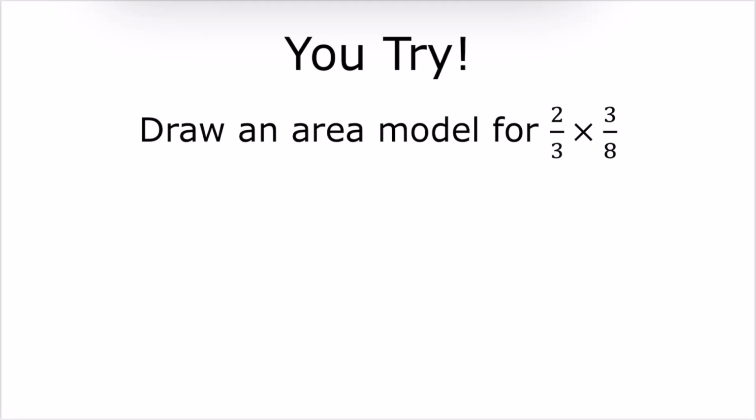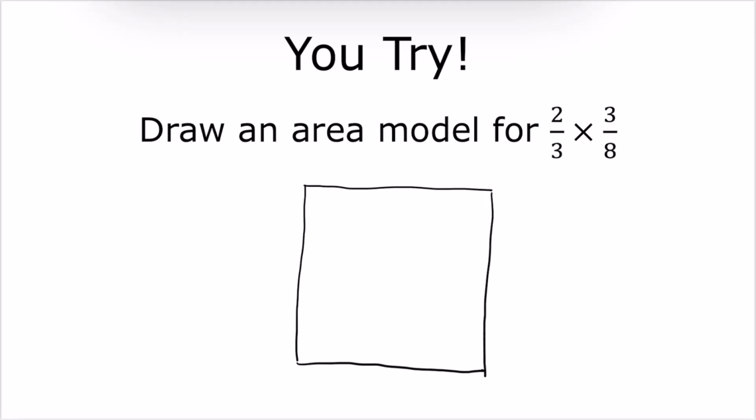Okay, so to draw an area model, let's first draw a square unit. So again, this could be square inches, square feet, even a square mile. But this is going to be 1 unit by 1 unit. And if I want to draw a rectangle that's 2/3 of a unit long, I'm going to split one of my side lengths up into 3 pieces, and my rectangle is going to end at the second one. Then for the eighths, I'm going to split the other side length up into eighths. So that should look something like that.